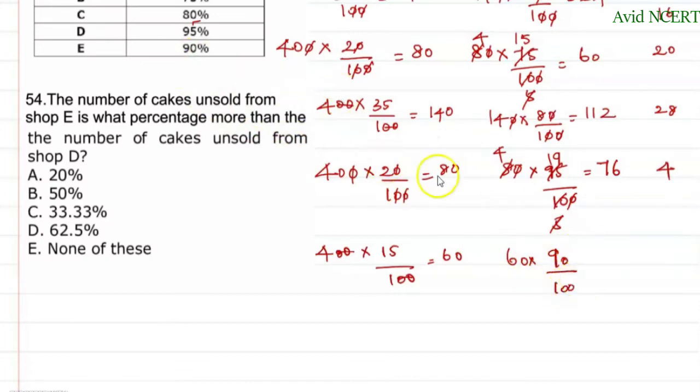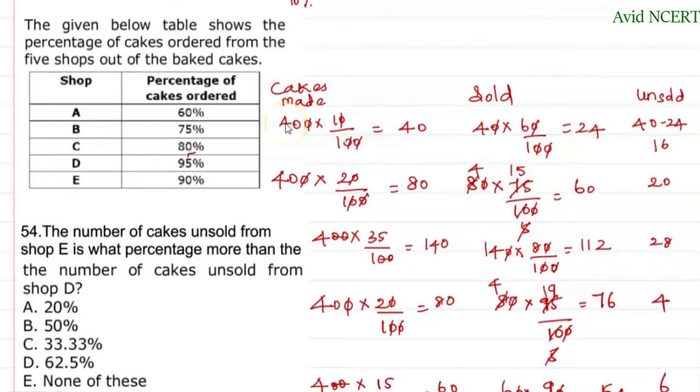Again, the same method you can follow: out of this 100% is 60. So there is 10% minus, and 10% is 6. So 60 minus 6 is 54. Or you can do this method: 0, 0 gets cancelled, 0, 0 gets cancelled, 6 times 9 is 54. Anything is fine. So 60 minus 54 equals 6, which means 6 cakes are left unsold here. So now we have the data for shop A, shop B, shop C, shop D and shop E.